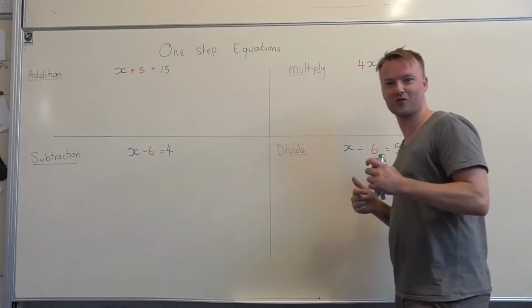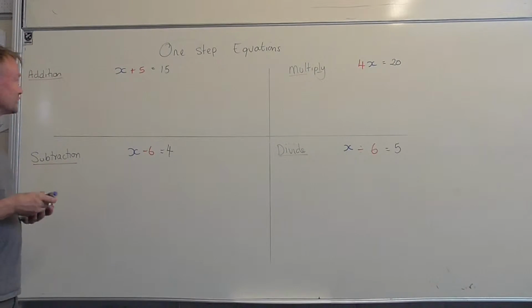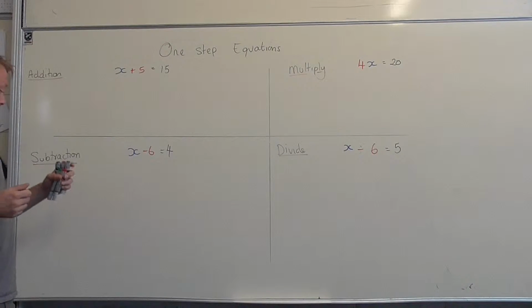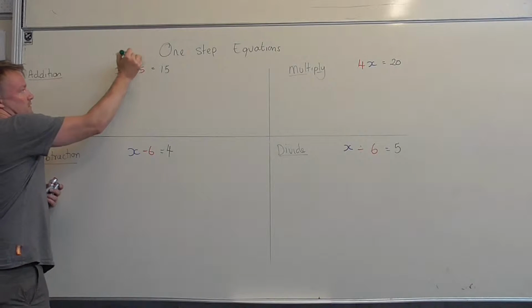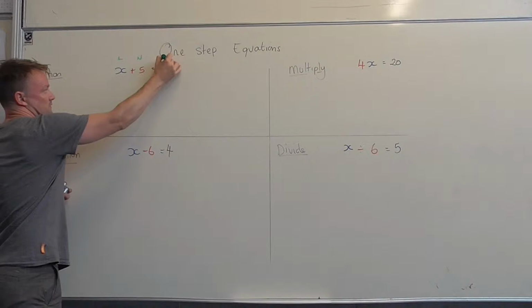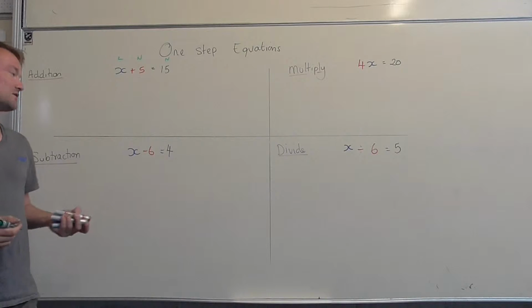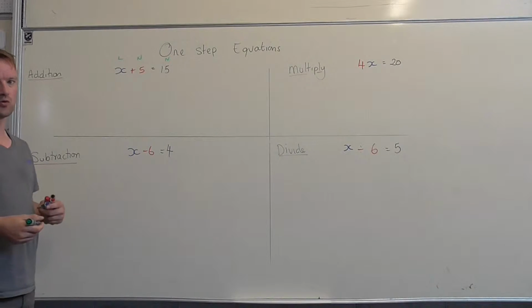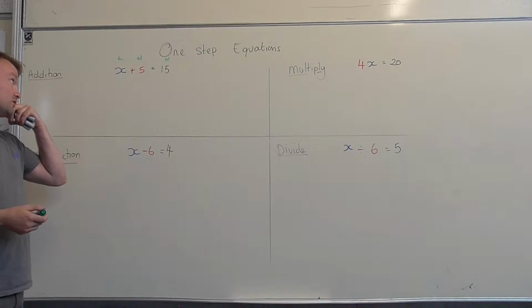Okay, this is your guide to one-step equations. So first of all, we're going to just start off with addition, and these are all one-step equations because there's only one thing that you need to step across the equal sign. In this case, we've got letters, numbers, and numbers. What we want is numbers on one side and letters on the other. In other words, we want x to equal a number, because that would be solving this one-step equation.